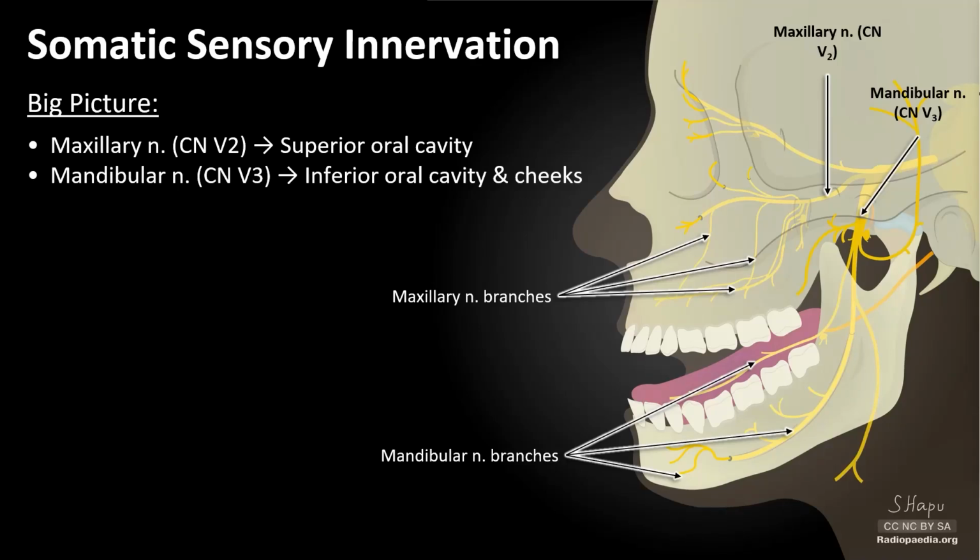So everything in the maxillary part of the oral cavity is going to be innervated by branches of the maxillary nerve, or that second division of trigeminal. Everything in the mandibular part, or the lower part of the oral cavity in the cheeks, are going to be innervated by branches of the mandibular nerve, which is the third division of trigeminal. So everything will come back to one of these two nerves.